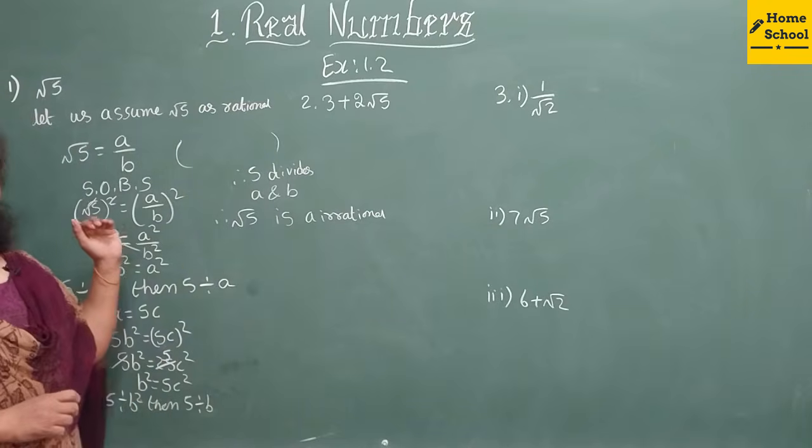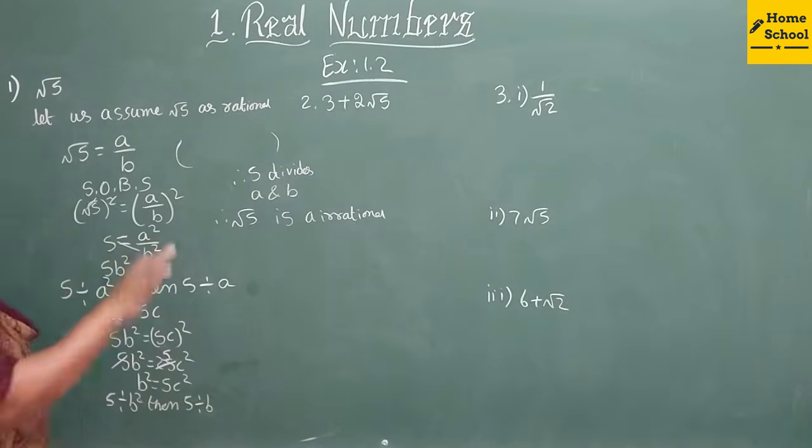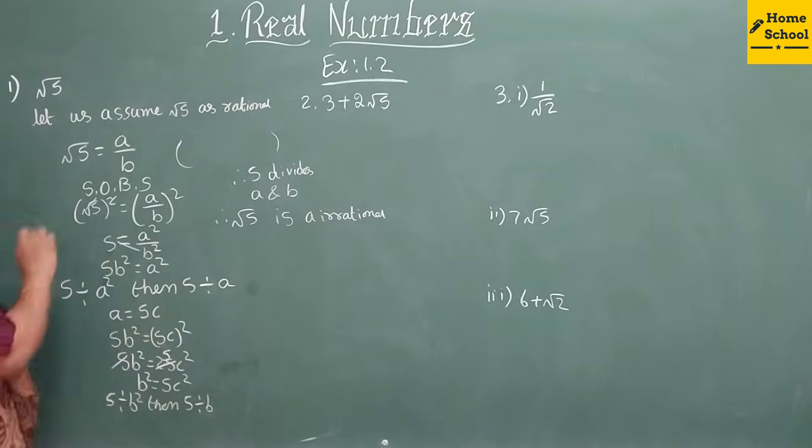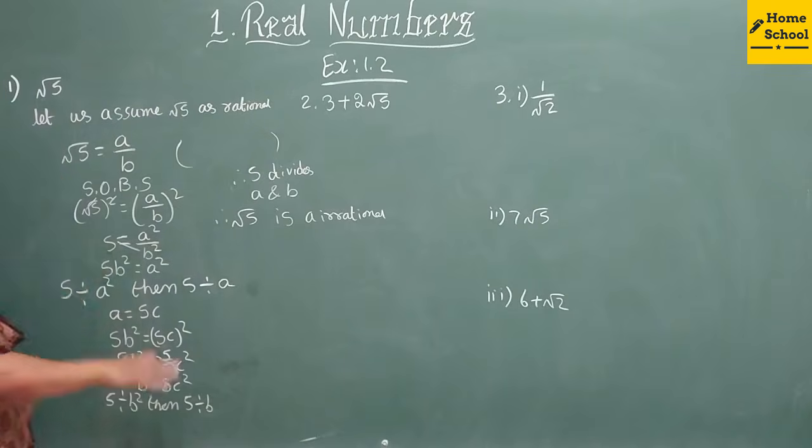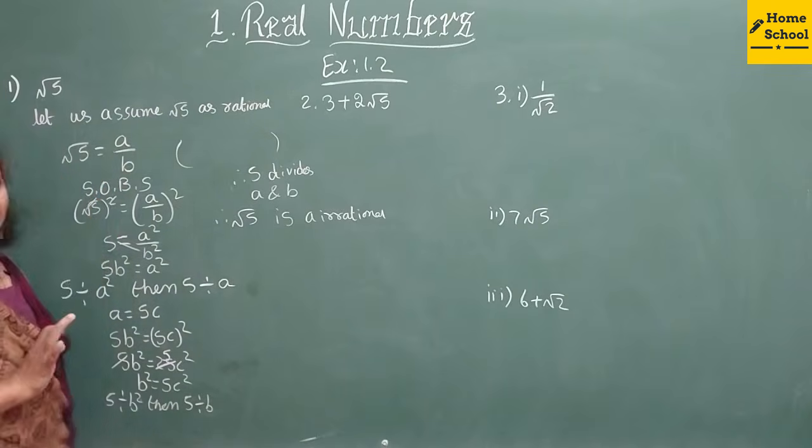In the same manner, we can take any number, children. Suppose I take 2 here. Prove root 2 is irrational. Write the same things. Instead of 5, you say 2.